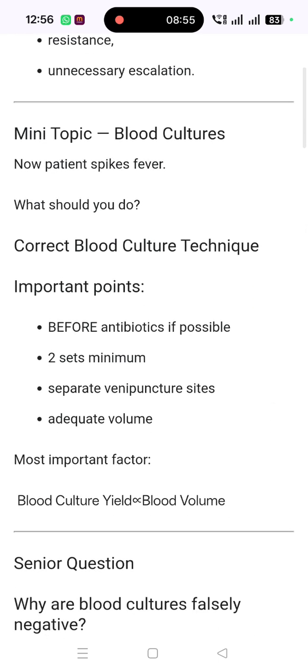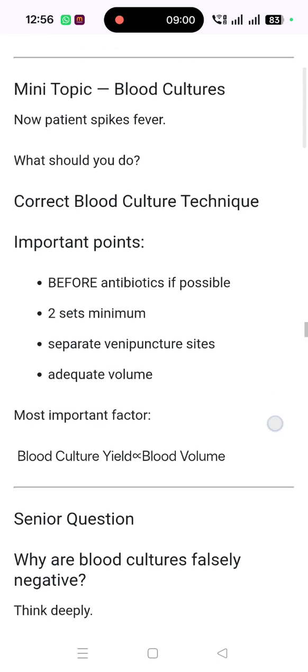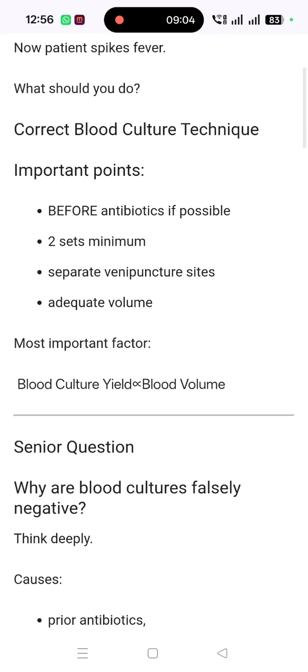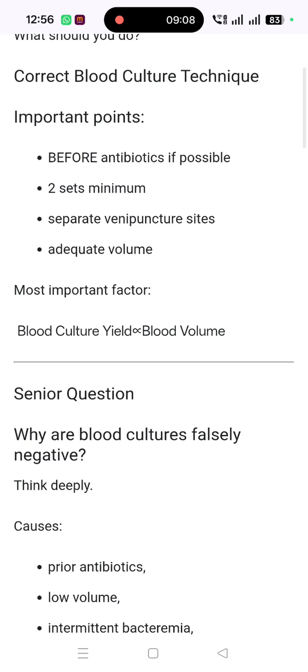Now comes the blood culture. Now the patient has spikes of fever. What should you do? Correct blood culture technique should be performed. The important point here is that before blood culture collection, before antibiotics it should be done. Most of the time for culture it should be before antibiotics.